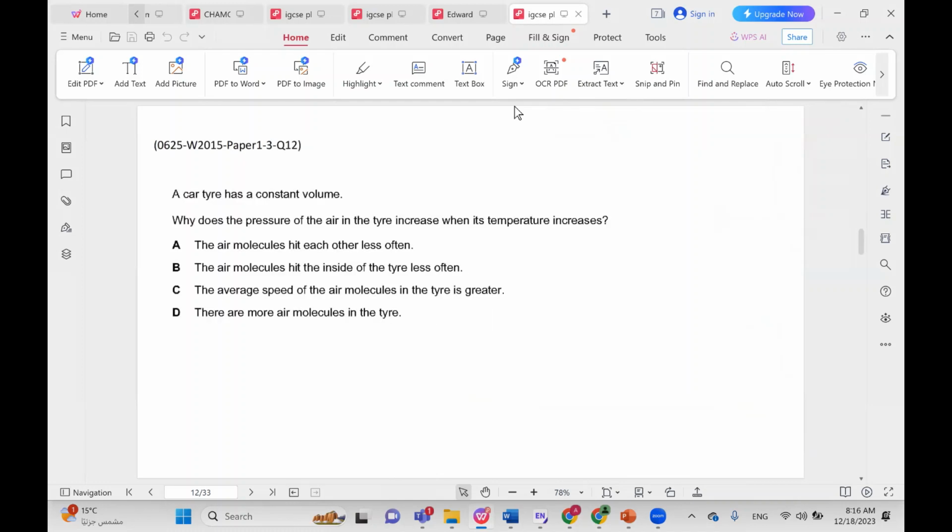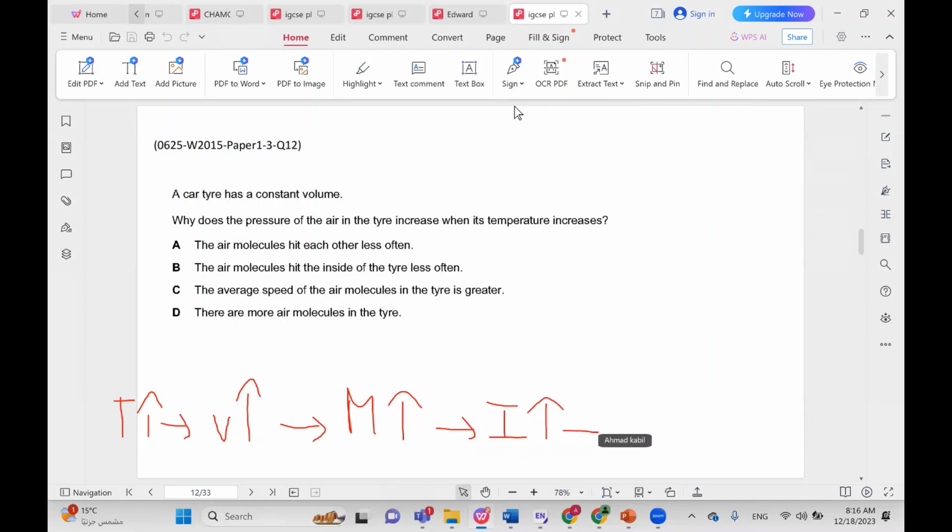A car tire has constant volume. Why does the pressure of the air in the tire increase when its temperature increases? Again, this is the same idea. Temperature increases, so velocity increases, so momentum increases, so impulse increases, force increases, and therefore pressure increases.